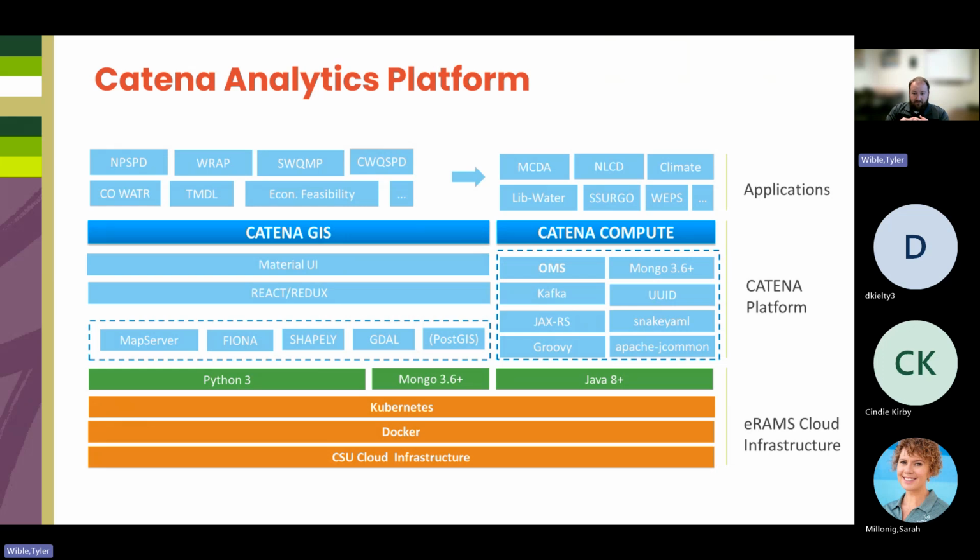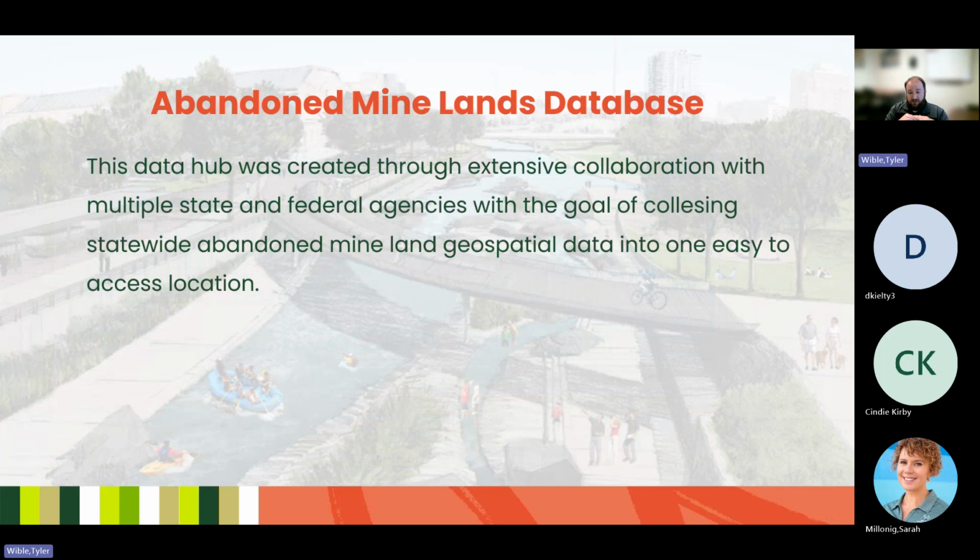The Katina Analytics platform, for those of you unfamiliar with it, it's basically an online GIS tool, right? So we have a number of different dependencies that we combine to produce dashboards or analyses that are specific for different topics. So half of it's the GIS engine, half of it's the compute engine. Those sit in respective platforms inside of our CSU cloud infrastructure and Docker and Kubernetes. We're not going to go into that. This is just, if you really care, you can dig. What we're going to focus on today is the abandoned mine lands database.